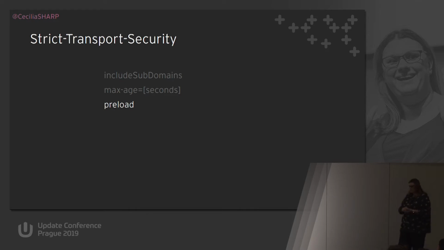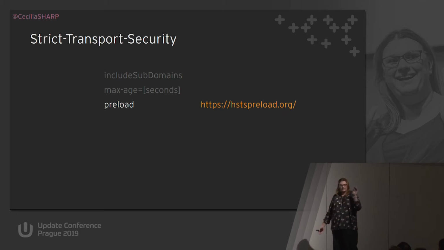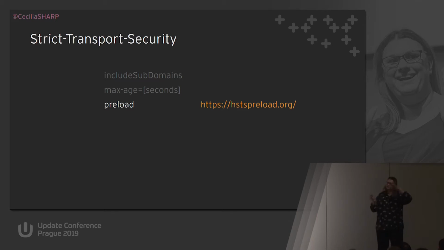To be able to do that, you have to make sure it works. You add the preload value, and you go to this site and register your site. This site is a complete list of every site that needs to be loaded with HTTPS and is used by the browsers. So that's how the browser knows that your important site needs to be preloaded and always be accessed over HTTPS.